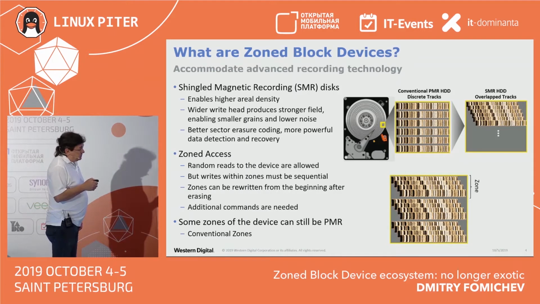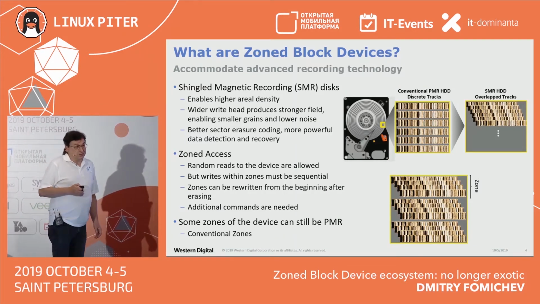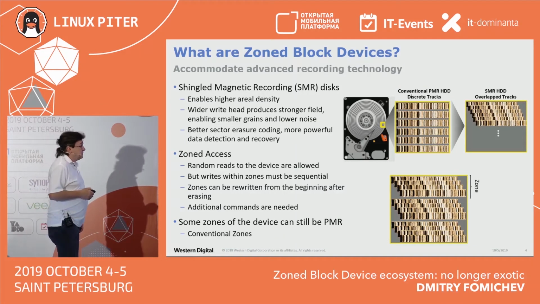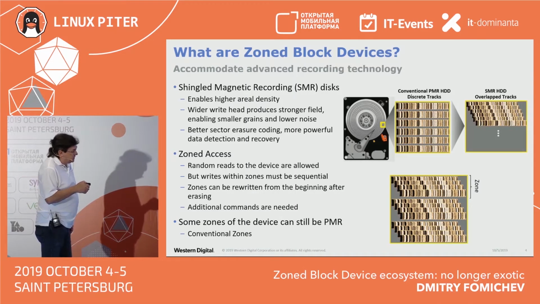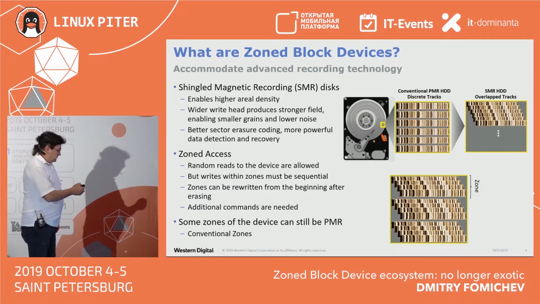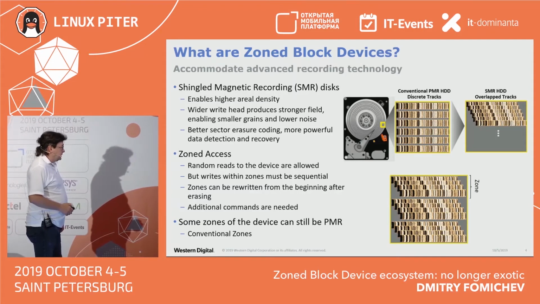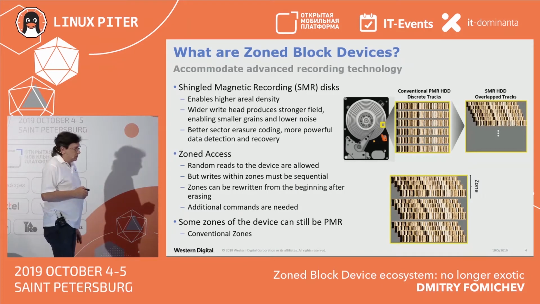If this type of recording were applied to the entire drive, it would be all sequential, right? We don't want to do that. So instead, the whole disk capacity was divided into zones. Within every zone, there's shingled magnetic recording, and then there's the usual gap here. That's how it occurs. And some of the zones on the drive can actually be completely conventional. That looks like this.